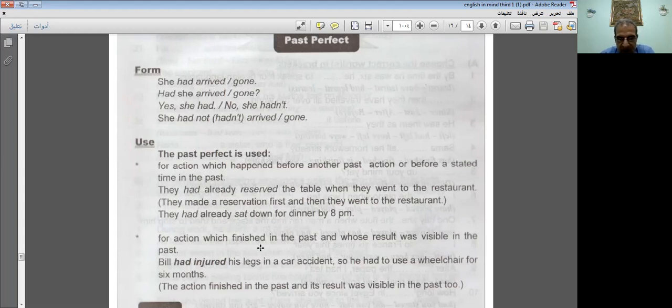It is also used for an action which finished in the past and whose result was visible in the past. Bill had injured his leg in a car accident, so he had to use a wheelchair for 6 months. The action finished in the past, and its result was visible in the past too. Be careful.